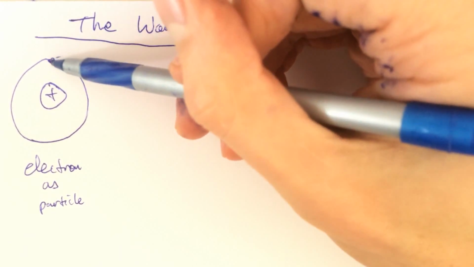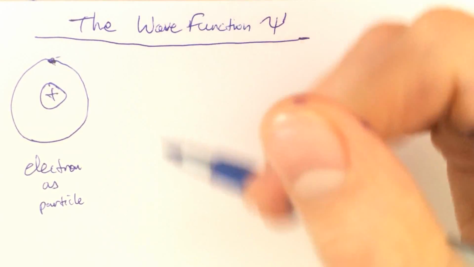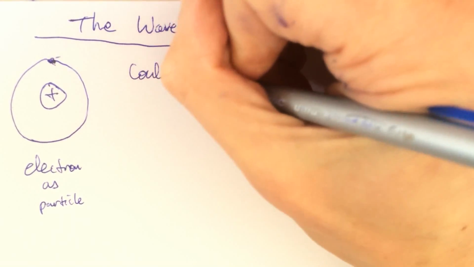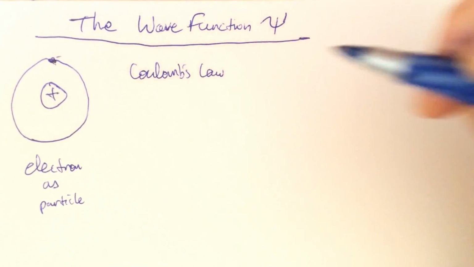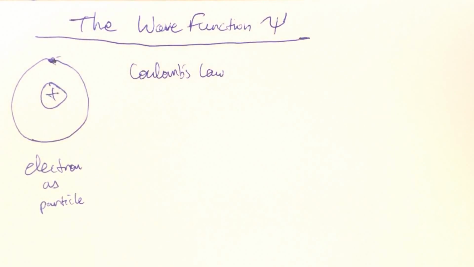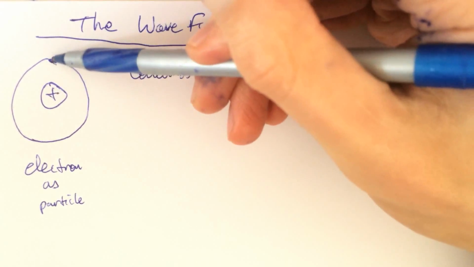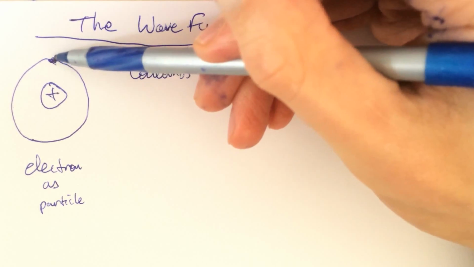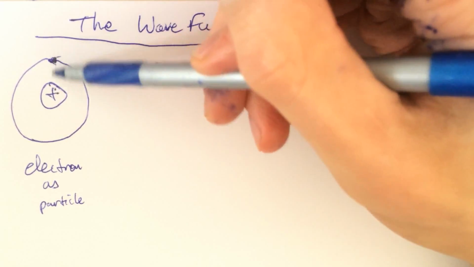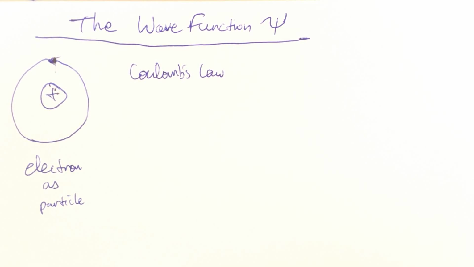One is that this is a minus charge, this is a positive charge. That would mean that you have Coulomb's law in play, and these two charges should attract each other, and there's nothing seemingly that is preventing this minus charge from crashing into this positive charge.